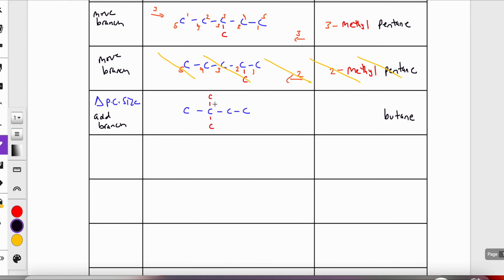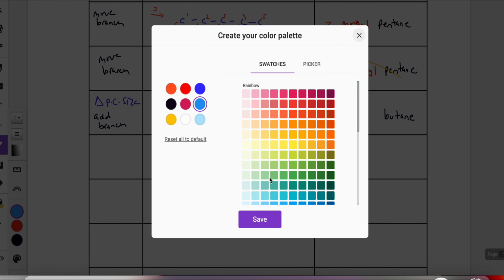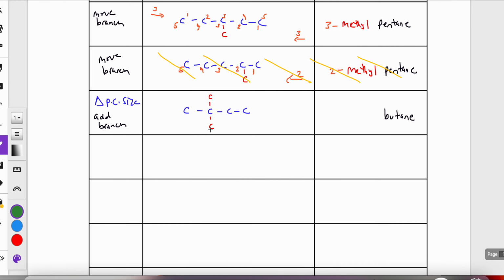I have a 1 carbon. Let me just change a color here. And I'll change this one. So my red carbon up above is a 1-carbon branch, so that's a methyl. And my green one down below is also a 1-carbon branch, so that's a methyl. So I know that out front I can put dimethyl.